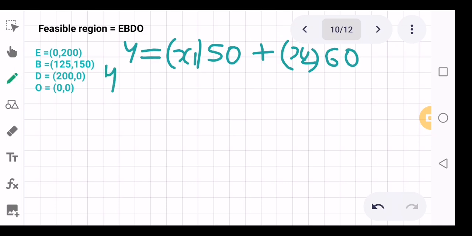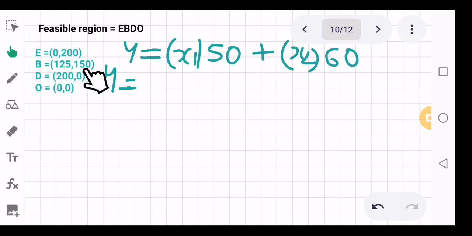Y is equal to x1 is 125. This is the optimal solution because this is the only point that will give you the maximum profit. You can solve each one and check. If you solve for this point, your y will be equal to 0. If you solve this, your profit will be equal to 200 into 50, that is 10,000. If you do this, your answer will be 200 into 60, that will be 12,000. And this will be obviously more.